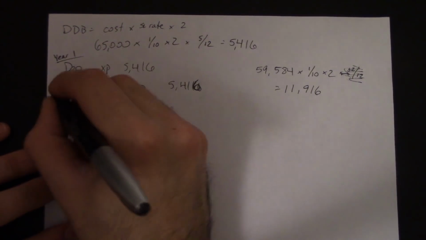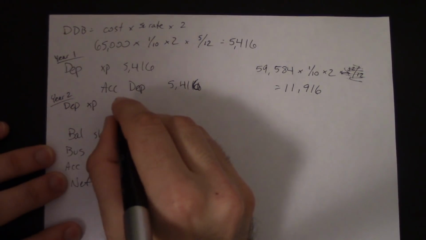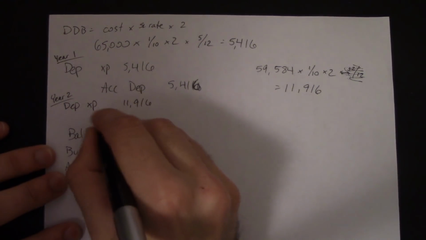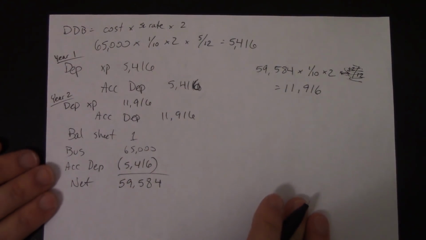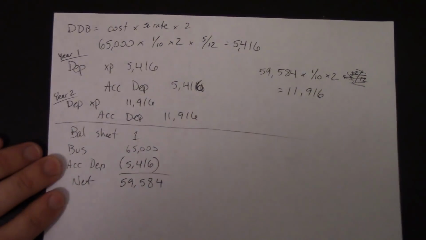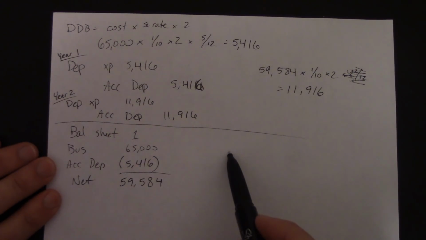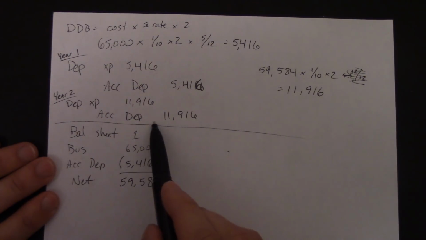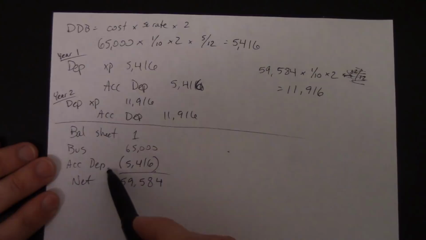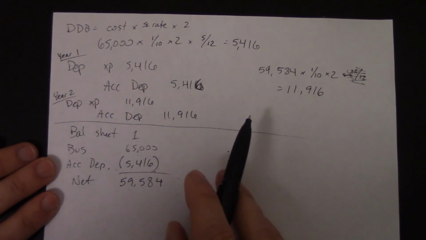So there's our journal entry for year 2. We've got depreciation expense of 11,916 and accumulated depreciation of 11,916. So then here on out is just the same thing with DDB. You would make a balance sheet, $65,000 bus. Accumulated depreciation is now 11,916 plus the previous accumulated depreciation, and you'd get a net book value and then continue the cycle.